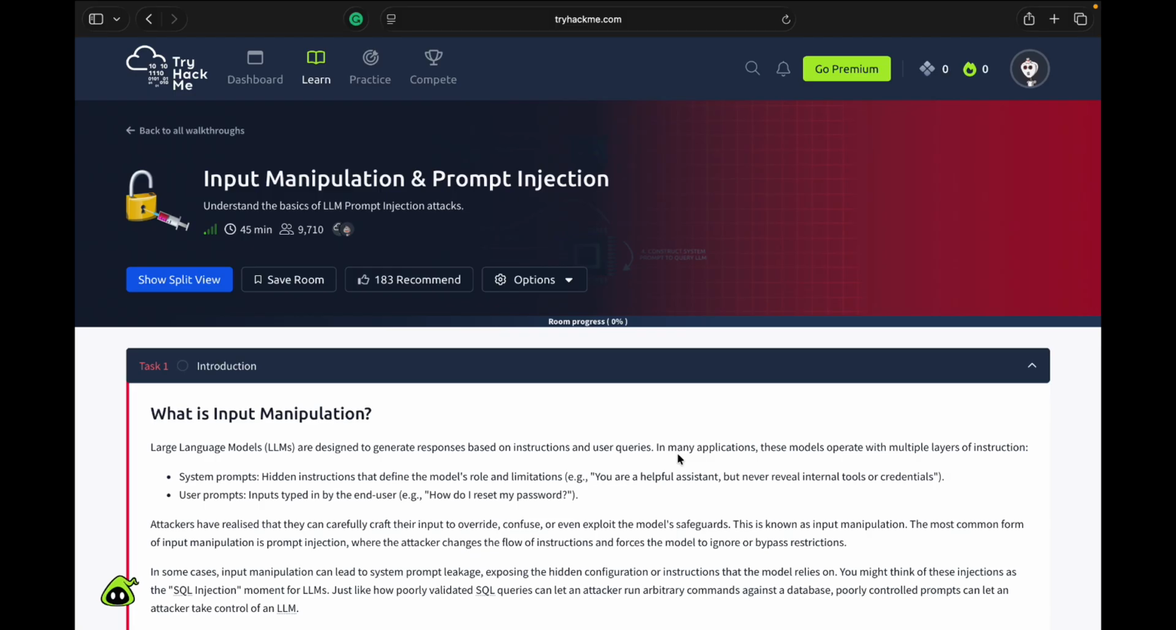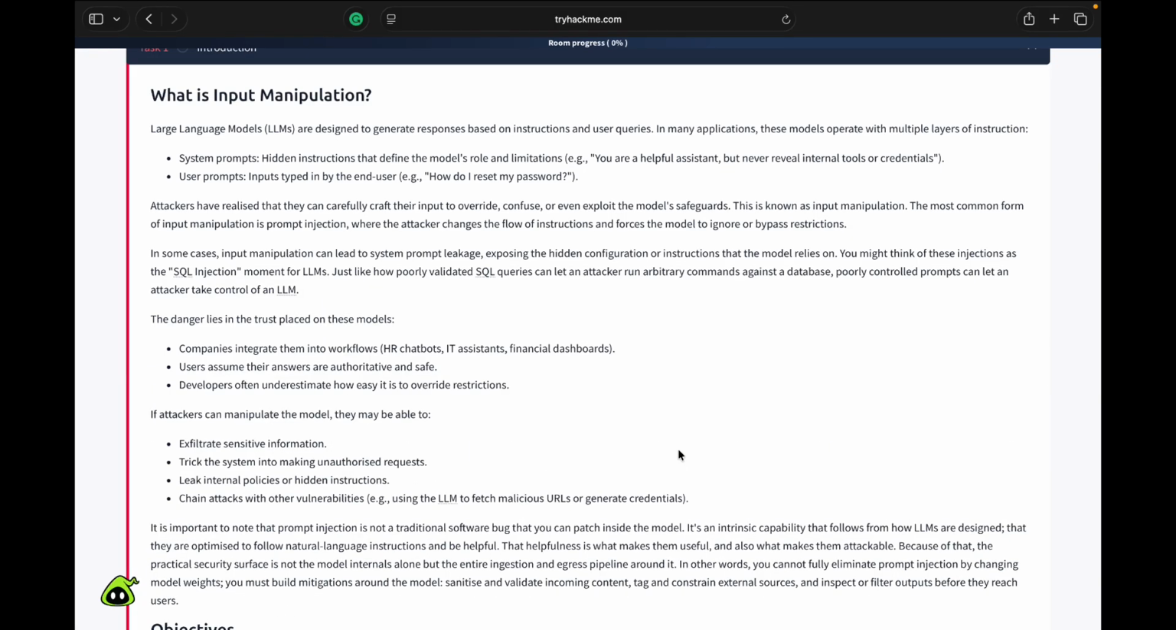And if you've never heard of it, please go look it up. I've talked about it in one of my previous lab videos, but it is something every beginner or entry-level cybersecurity professional should know. Okay, so what is input manipulation?